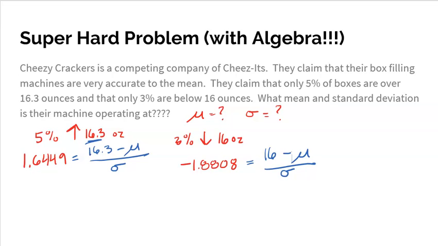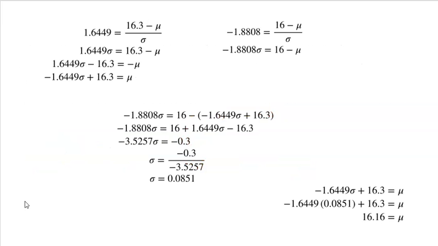So here's how you solve an equation with 2 variables you don't know, and I'm going to use substitution. So here is all of my math work. First, I started off with the left equation that represents the 5% of boxes that are over 16.3 ounces. I solved for mu.